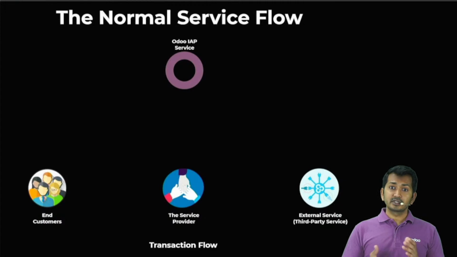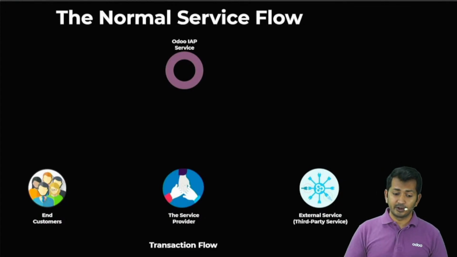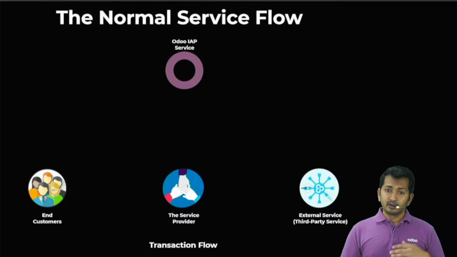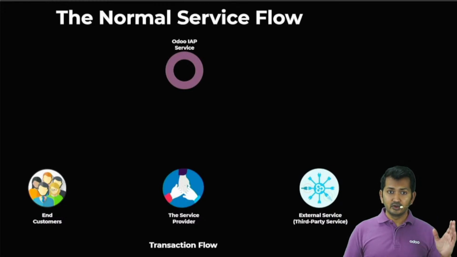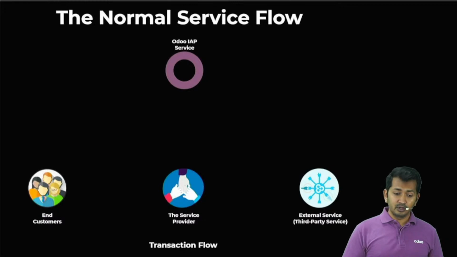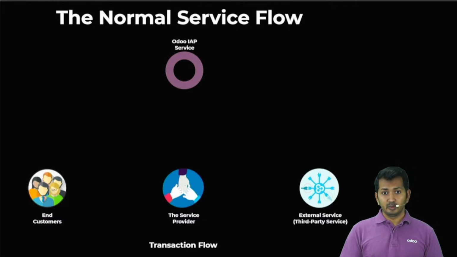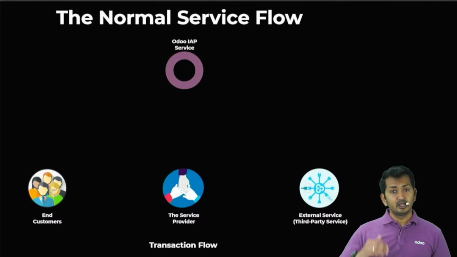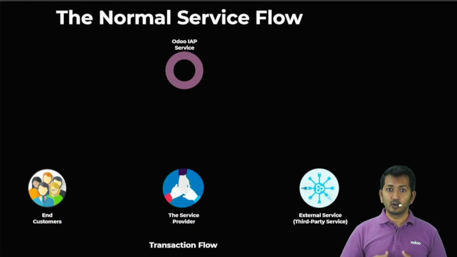So how does IAP work? What is a normal service flow for IAP? That's what I'm going to present here. Usually, as you see on the screen, there are three main parties involved in the whole transaction. One, the end user. That means wherever you are running your Odoo, that's the end user or end customer. Then you have the service provider, the person who actually provides these IAP services, so the vendor of the IAP services. And then you have IAP services that runs the whole IAP transaction services. So these are the three main elements in this whole transaction.